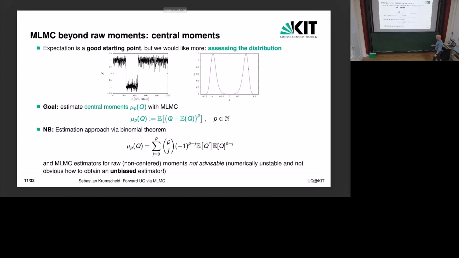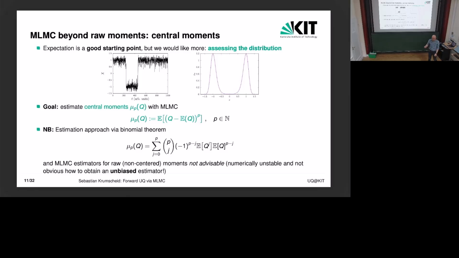And the easiest thing to do would be to say, hey, this is just a polynomial, right? So by the binomial theorem, I can expand this in terms of what I call raw moments. And I could simply use multilevel Monte Carlo for each of them, plug everything together, and I get my multilevel Monte Carlo estimator for the central moment. But first of all, it's known that they are numerically unstable, but this would also, because it's a non-linear transformation of the raw moments, not be unbiased.